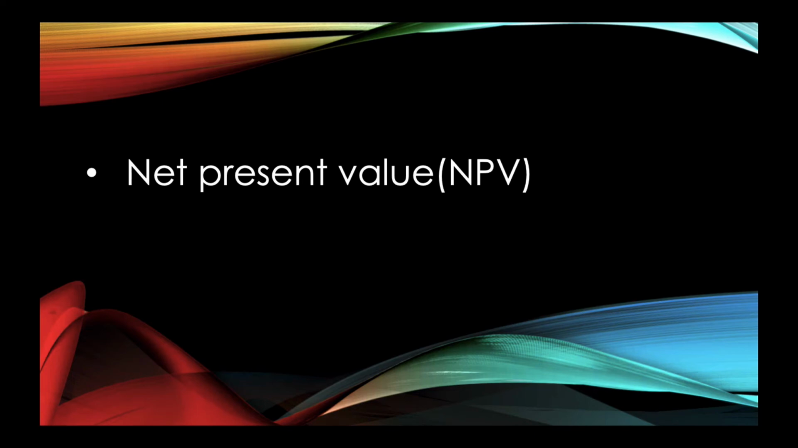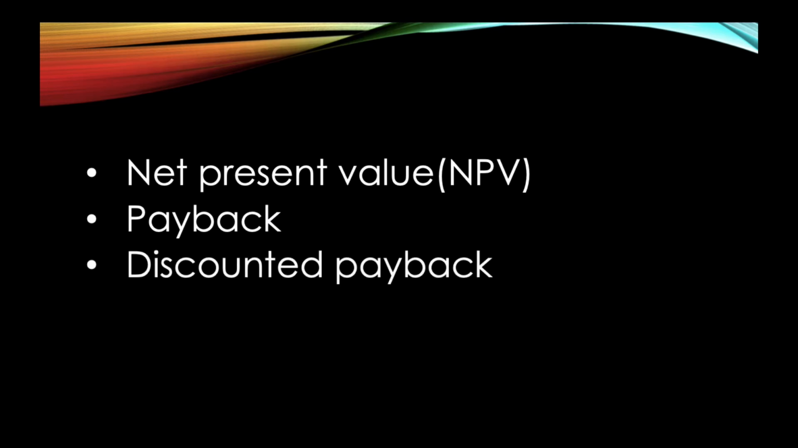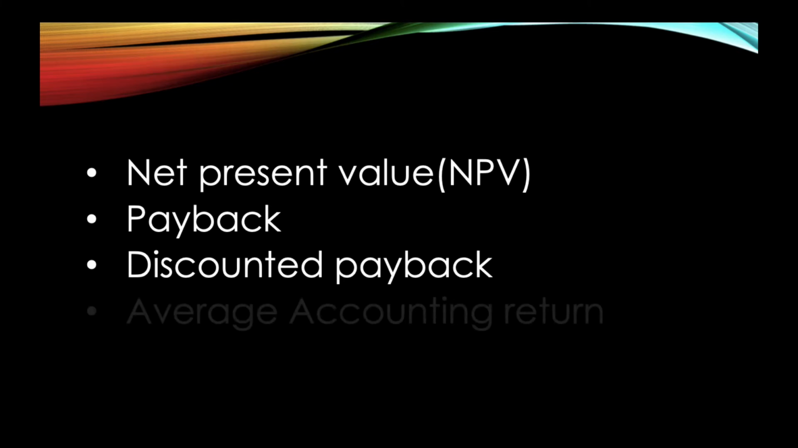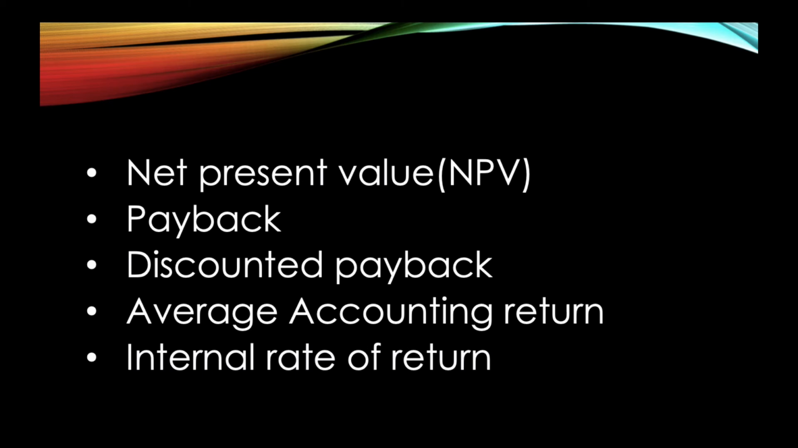The first point is the net present value, NPV. The second one is payback. Third one is discounted payback. Fourth one is average accounting return, and the final one is internal rate of return.